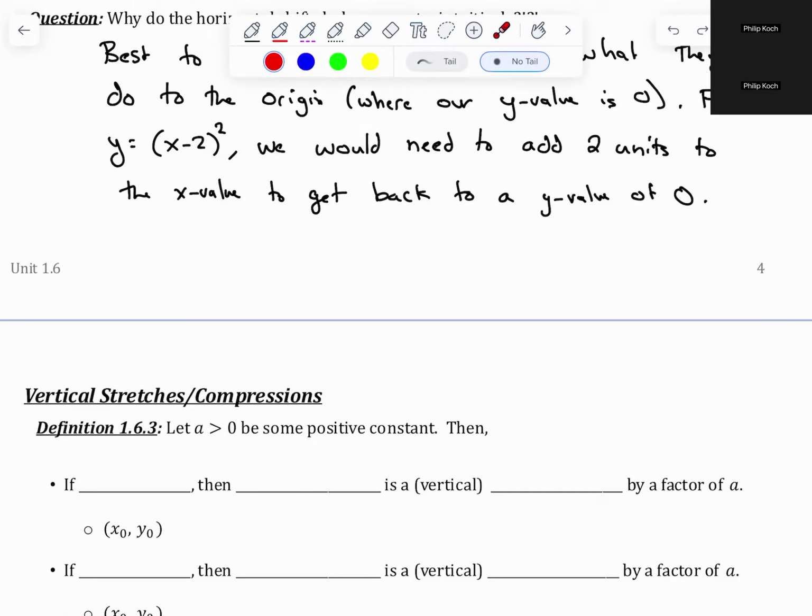All right. Good news is then we got vertical stretches and compressions. The book will call it just vertical stretches, but I want to call them compressions as well. And there's good reason for that in my mnemonic device later on. So let A be some positive number. Could be 5, could be 2,000, who knows.